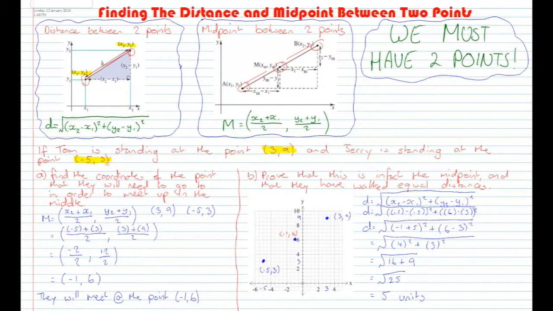I need to find the coordinates of the midpoint. So I've written out the formula for the midpoint, and my 2 points, this being x1, y1, and this being x2, y2. Substituting in, you get negative 5 plus 3, over 3 plus 9. Negative 5 plus 3 is negative 2, and 3 plus 9 is 12. Negative 2 divided by 2 is negative 1, and 12 divided by 2 is 6. Therefore they will meet at the point negative 1, 6.